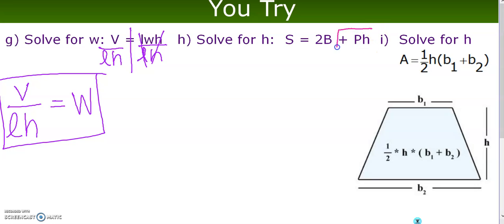I'm going to go ahead and put a box around my H term. It's stuck with the P, so I'm going to get rid of everything else. I'm going to draw my line down. I'm going to subtract 2B on both sides. And I'm going to rewrite that as S minus 2B equals PH.